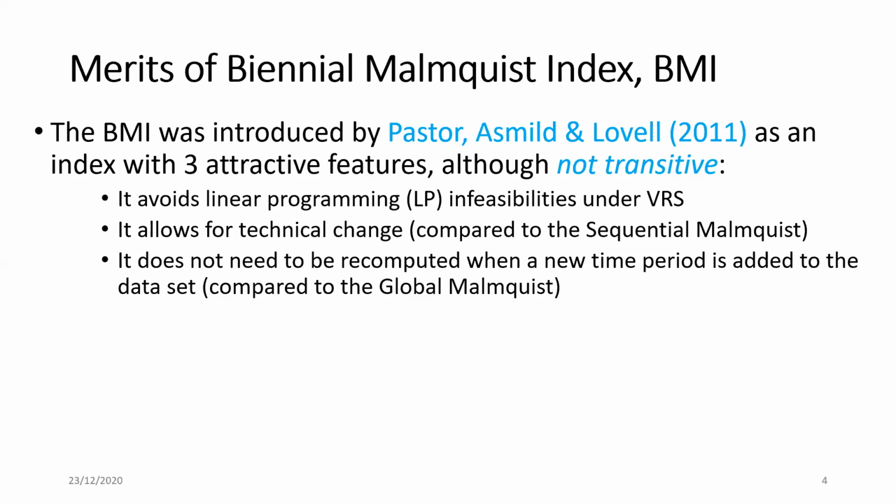Anyway, the good things about the Biennial Malmquist Index are three. But there's a disadvantage of it. It's not transitive. What does it mean? What do we mean when we say it's not transitive? Anybody has an idea? When we say an index is not transitive.